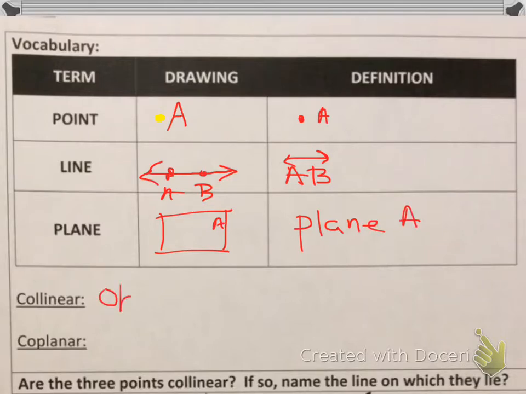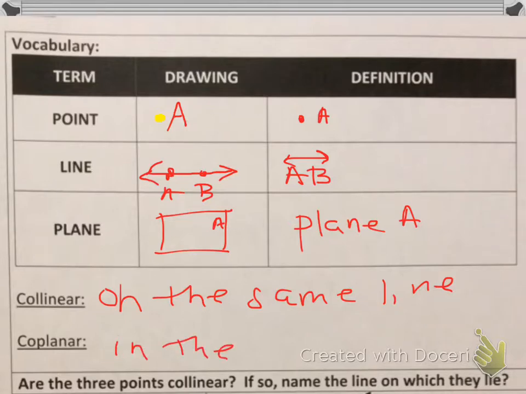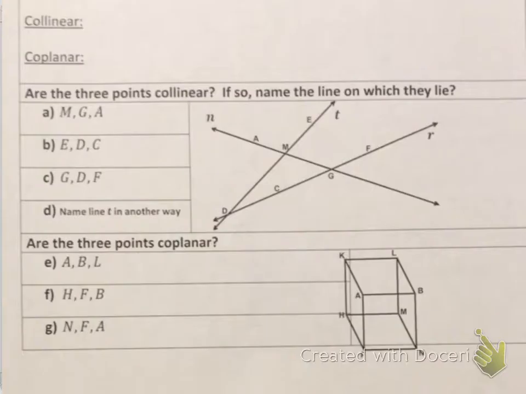Collinear means on the same line, and coplanar means in the same plane. All right, let's get started on this.